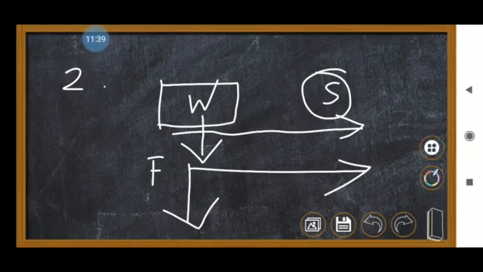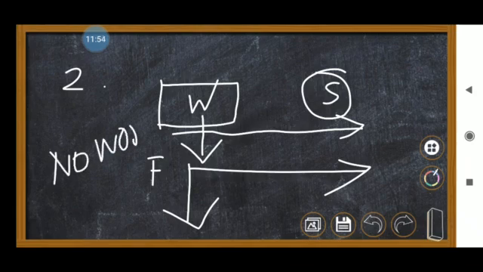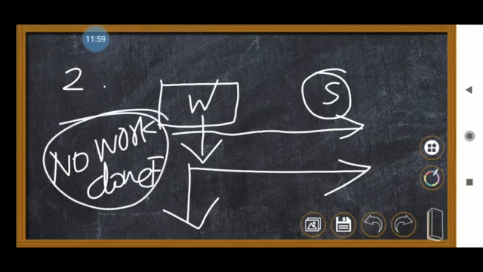In this case, scientifically, we cannot say that work is done. Both are perpendicular to each other, which means work done should be 0. So no work is done. Please remember that. When force is applied in a particular direction, the displacement should happen along it; only then do we consider it work done.